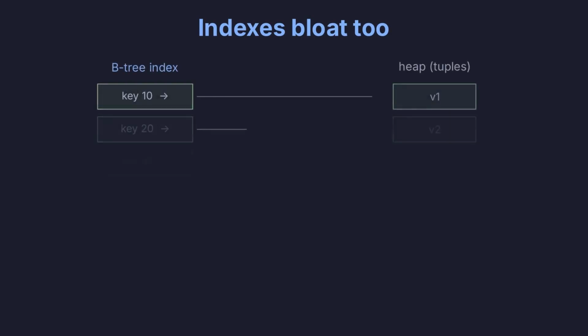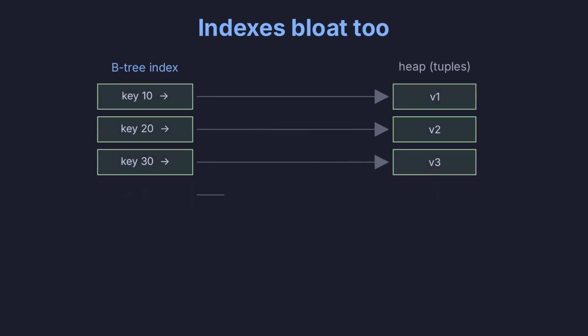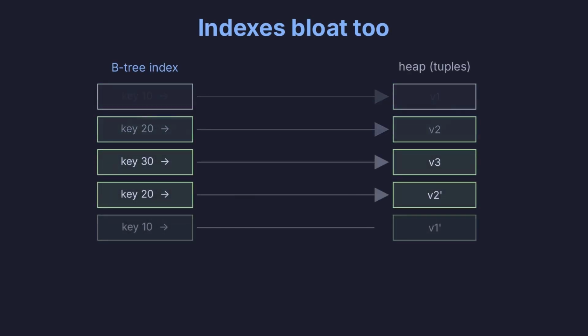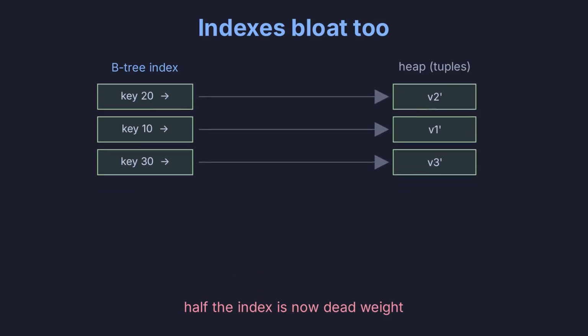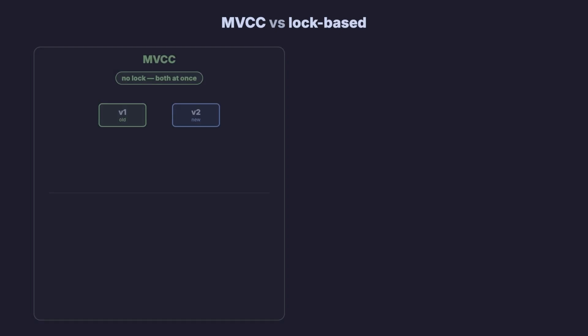Indexes amplify the bloat. When you update a row, every index on the table gets a new entry pointing to the fresh tuple. The old entry stays, still pointing to the dead tuple. Over time, the index can become 30% or more dead weight. So both the heap and the indexes need vacuum attention, and the index cleanup can be even more expensive than the heap.